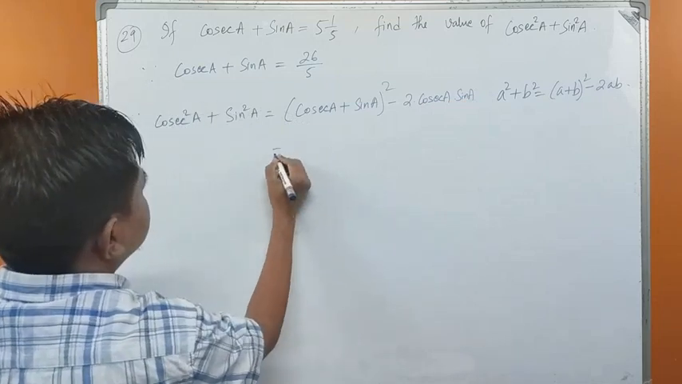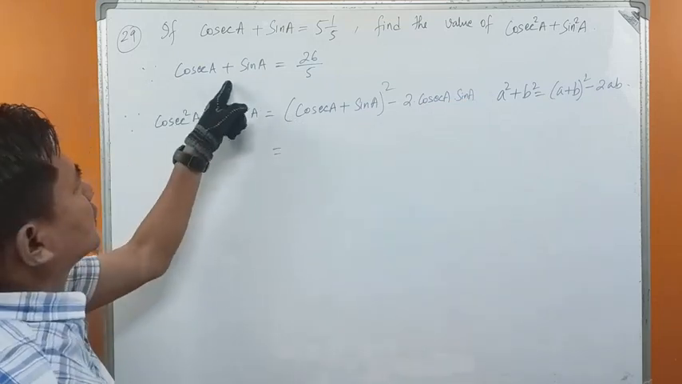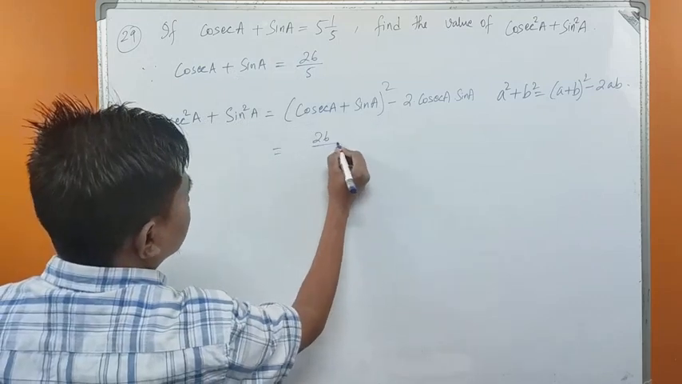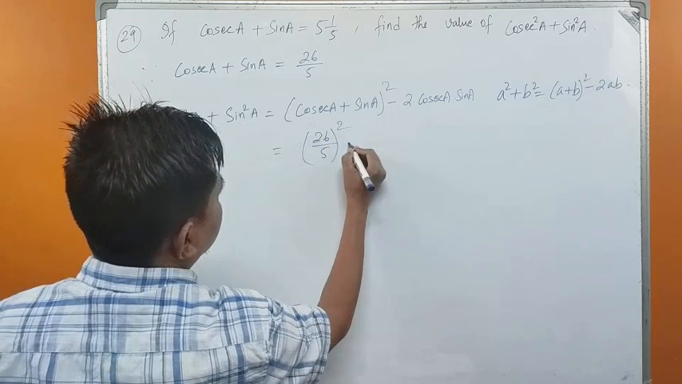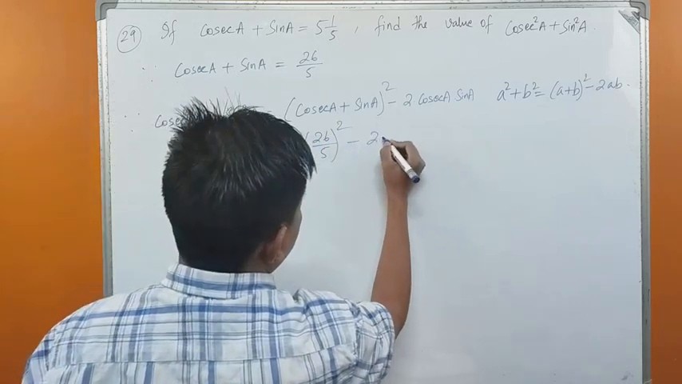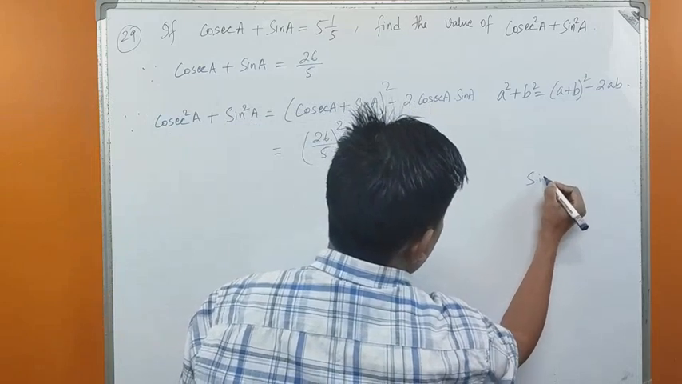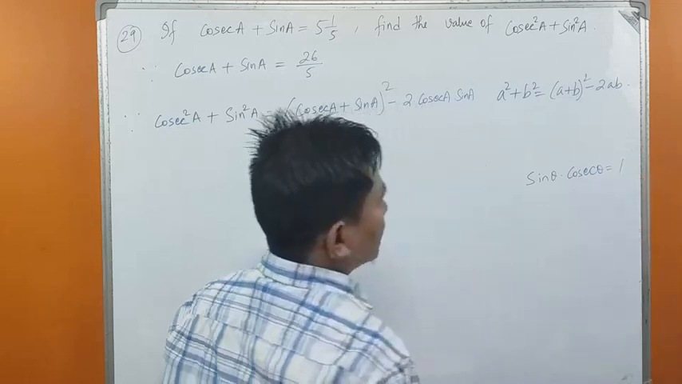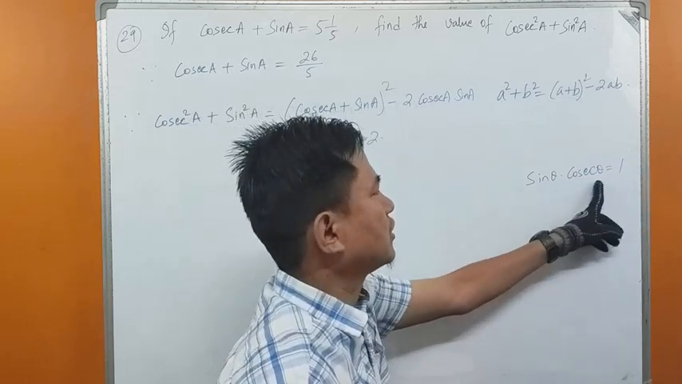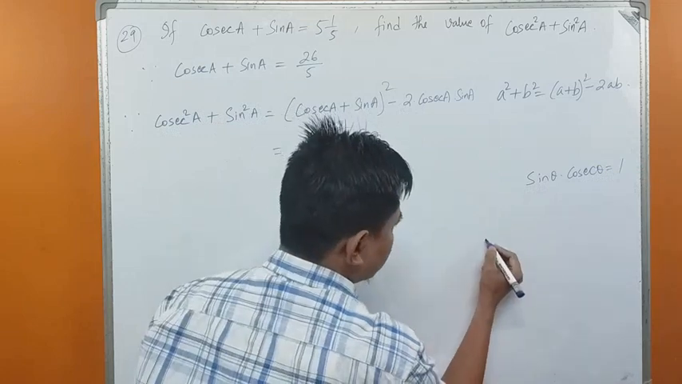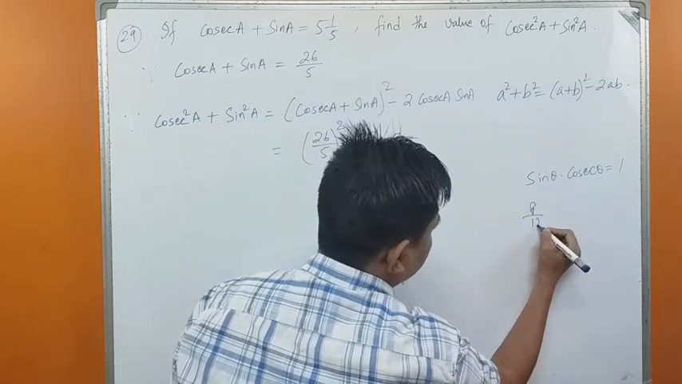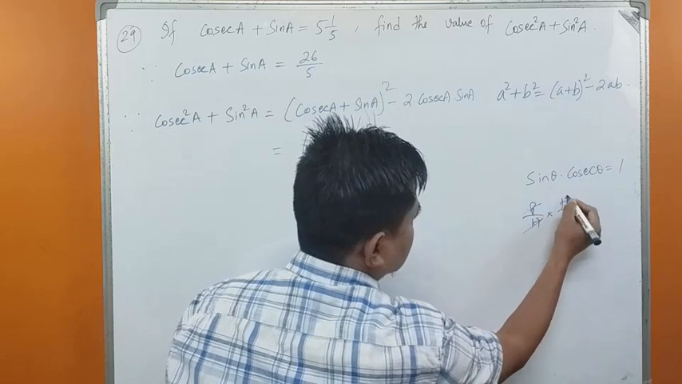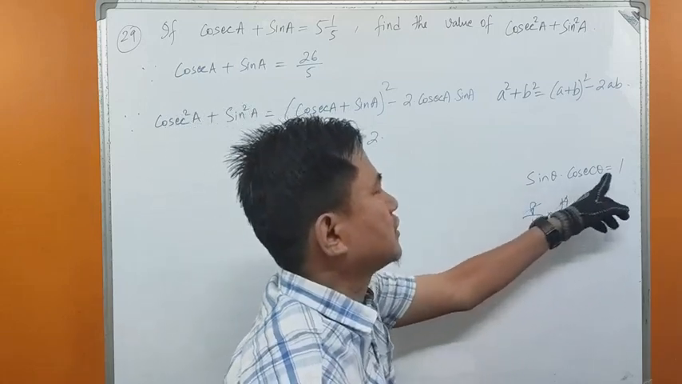Okay, so cosec A plus sin A is 26 upon 5. So cosec A plus sin A means 26 upon 5 whole squared minus 2 into cosec A into sin A, which is sin theta into cosec theta, equals 1. Okay, sin theta and cosec theta are just the reciprocal of each other. So sin theta into cosec theta is 1. Sin theta means perpendicular upon hypotenuse into cosec theta means hypotenuse upon perpendicular. So p and p cancel, h and h cancel. So 1, isn't it?